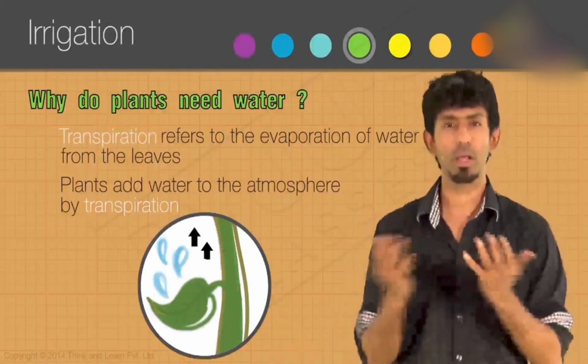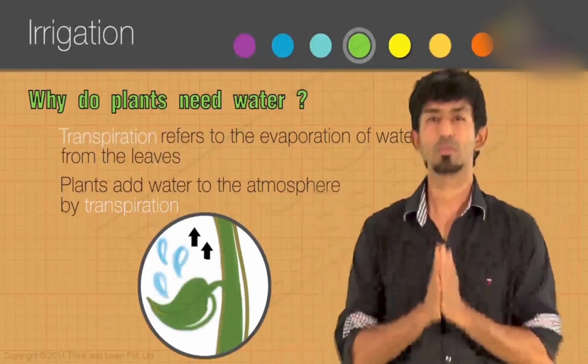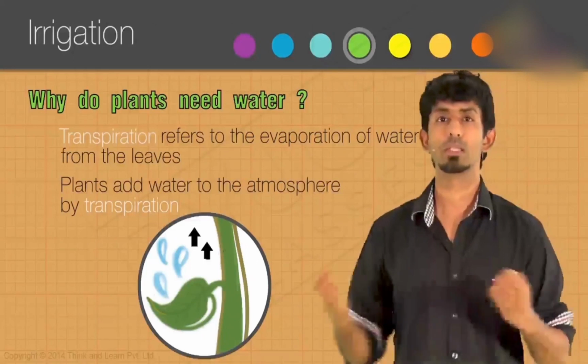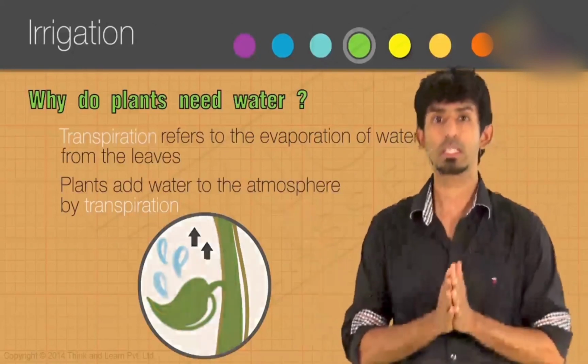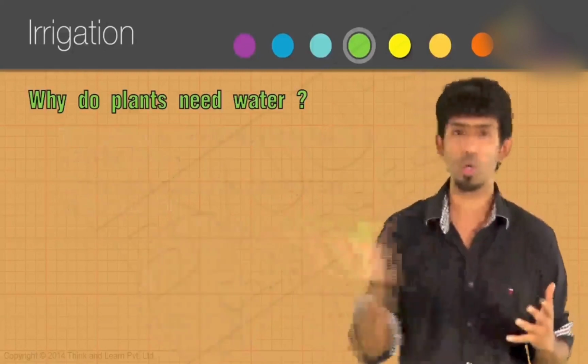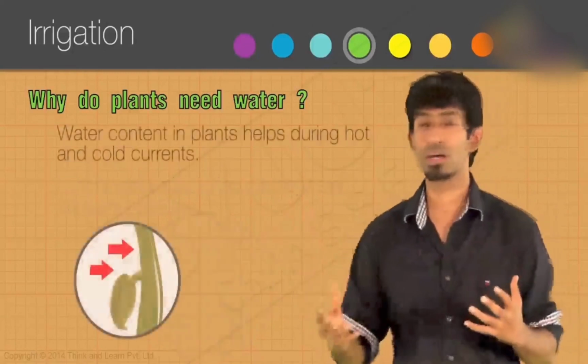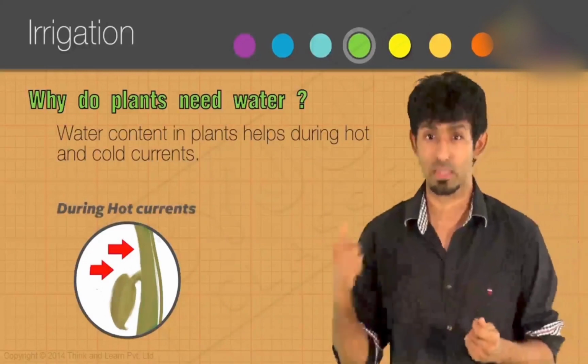So the thing here is that plants transpire a lot of water, which means that the water content in a plant is easily lost. So again, we have to replenish that with water. Or the other thing is that if there is a hot wind, there's a hot current, then there's a chance that the plant can dry up. So water saves it at that time.